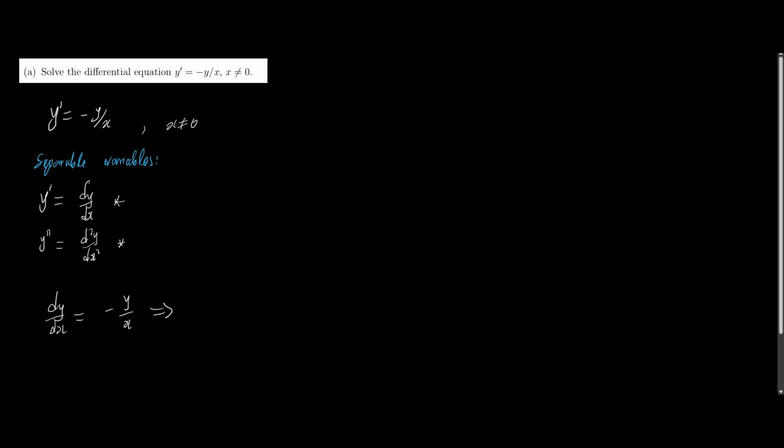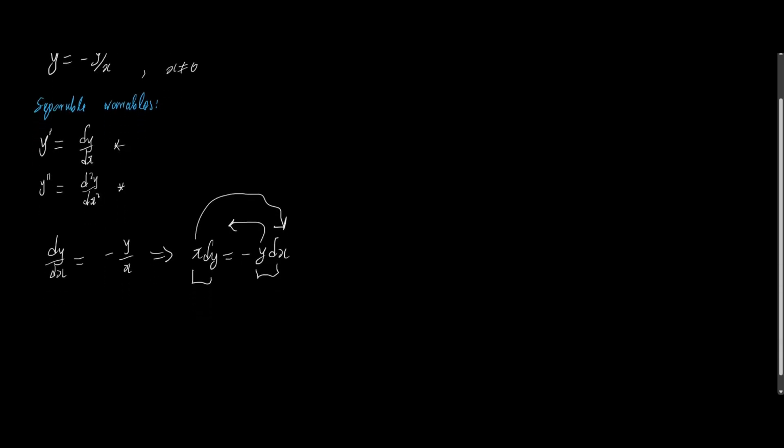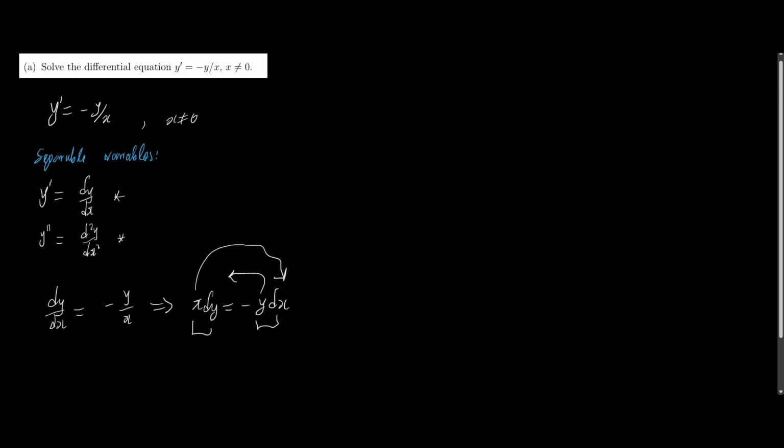This implies that if you cross multiply, the idea is for us to bring similar variables together. So we have x dy equal to negative y dx, and here we have our function in terms of x and y. What do we need to do? We need to bring y this way and x the other way, so we divide by x and by y.